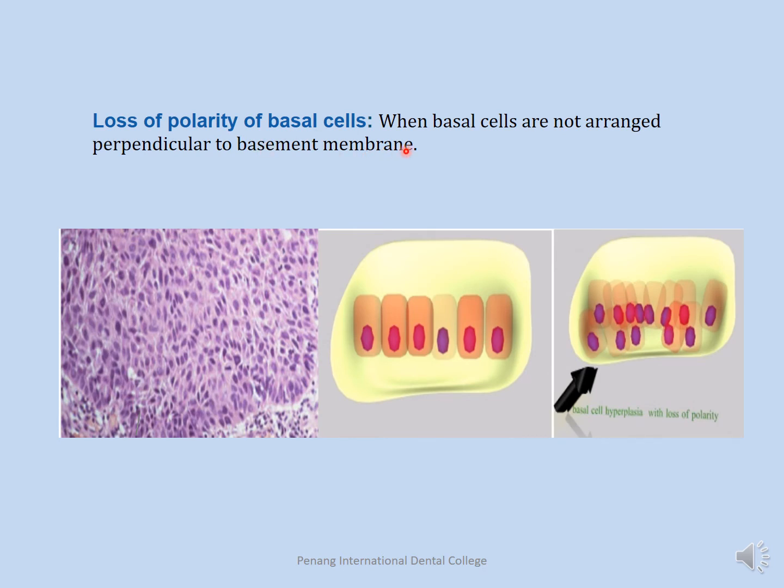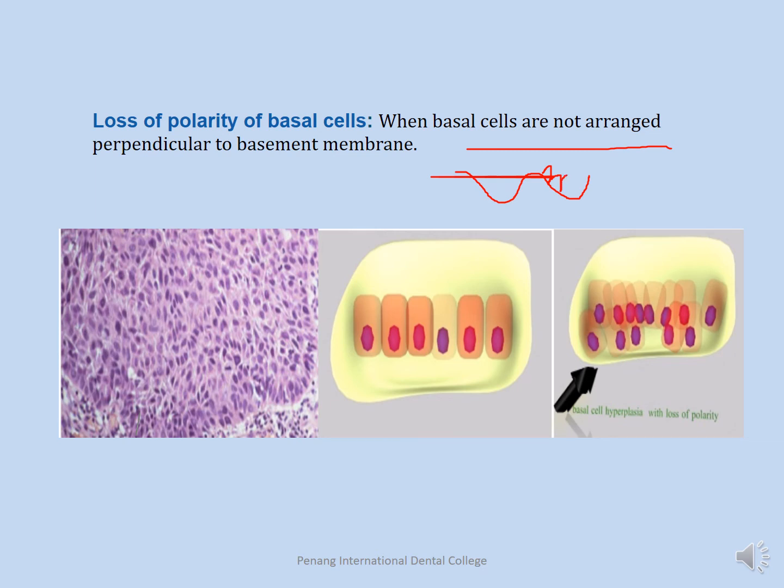The first one is loss of polarity of basal cells. So what does that mean? This means that the basal cells are not arranged perpendicular to the basement membrane. If you remember how you drew normal epithelium, you had a line here, you drew the regular rete ridges like this, and then in the rete ridges you drew these basal cells like this.